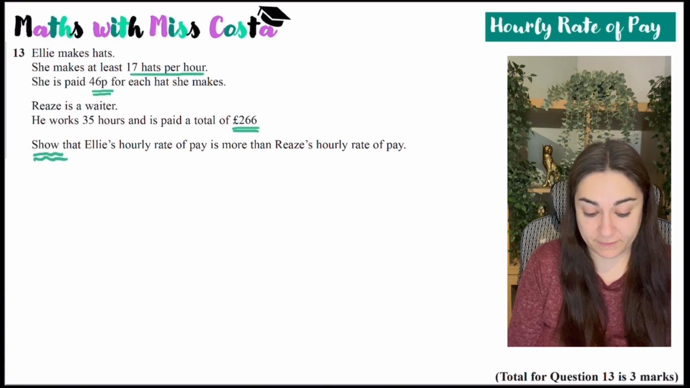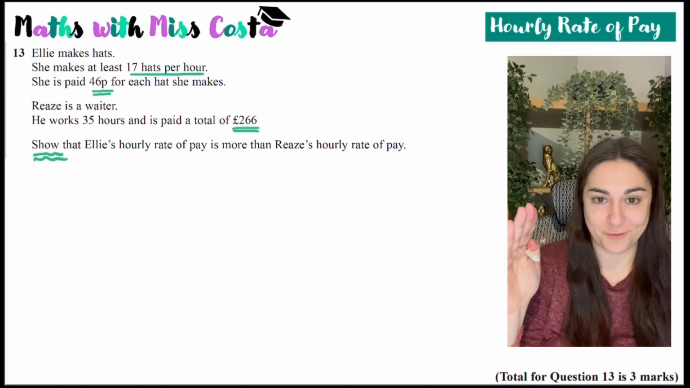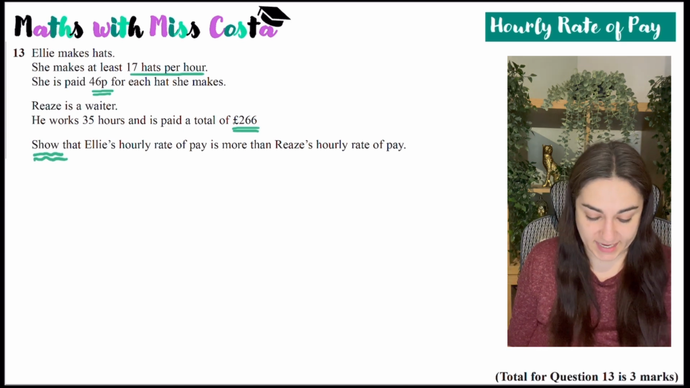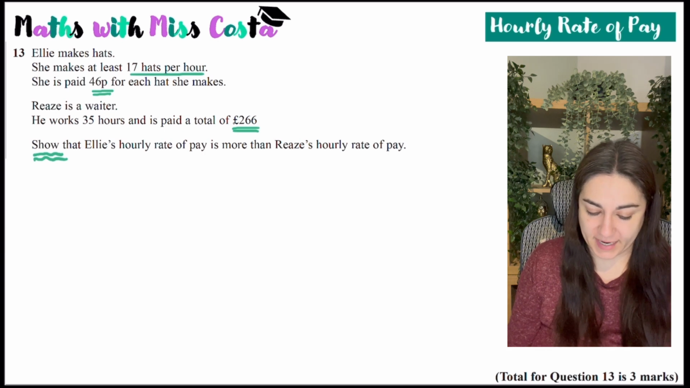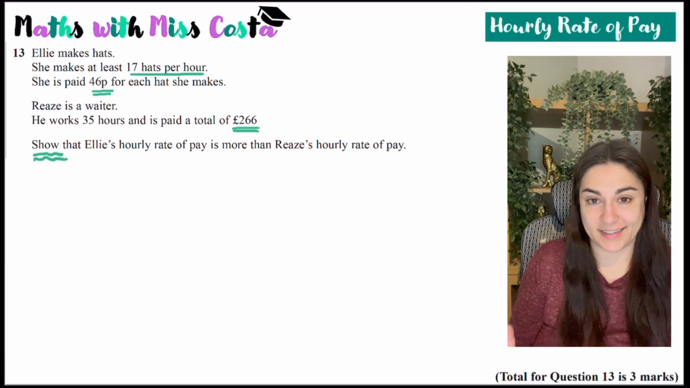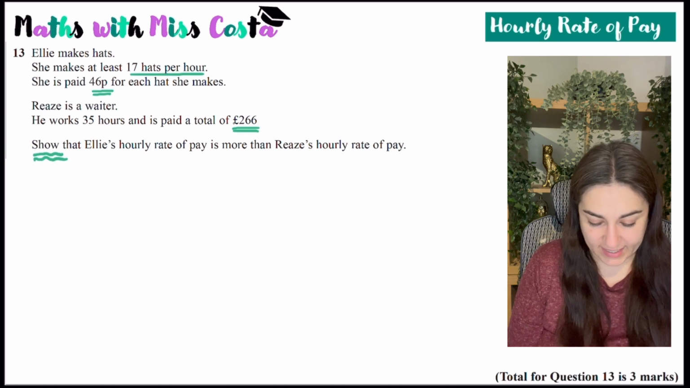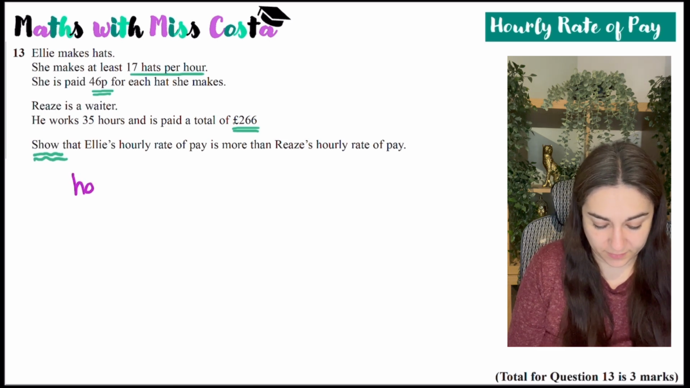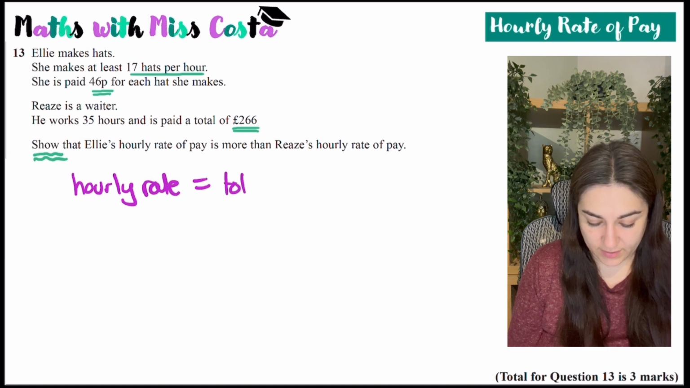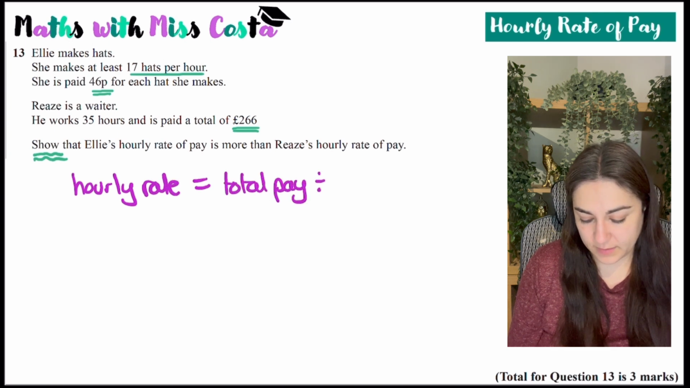Show that Ellie's hourly rate of pay is more than Riaz's hourly rate of pay. Whenever you have a show that question, it means you show every tiny little step of your working. So let's start with Riaz. His is simple, because to work out the hourly rate of pay, you do the total pay divided by number of hours worked.